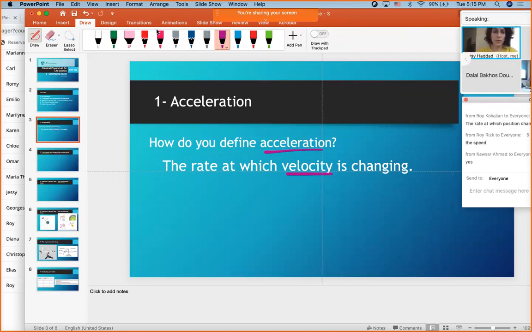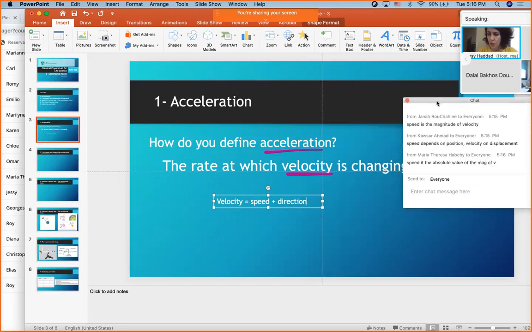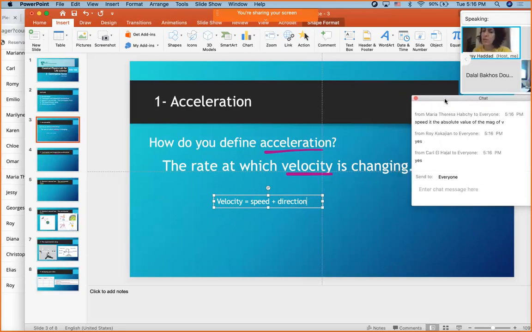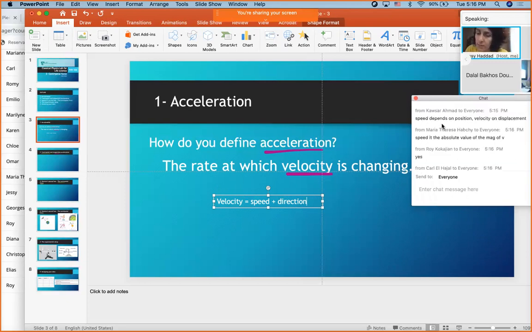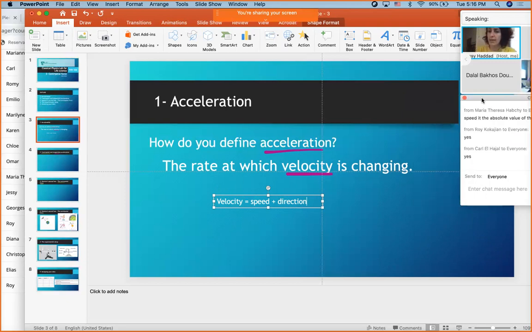There is a difference, Kausar. What is the difference? Okay, direction. Can I say that velocity is equal to speed plus direction? Can we say that? So speed depends on position, velocity on displacement. So we say speed is distance over time and velocity is displacement over time. The speed is the magnitude of the velocity, yes, and we add a direction to it.